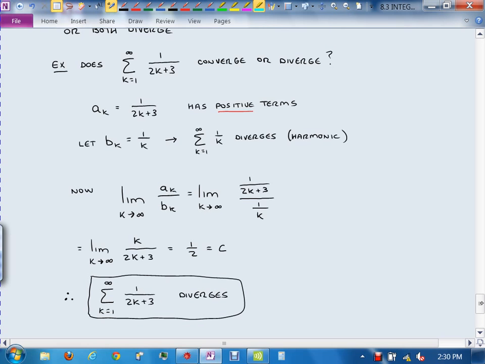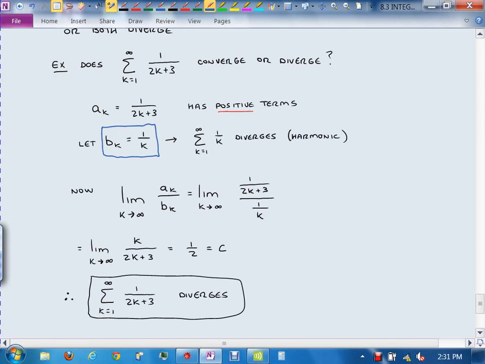Sequence that I know what it does. So I come in here and I pick, kind of randomly, 1 over k. Now I'm getting the 1 over k from the idea that this is kind of like 1 over k, right? I mean, 1 over 2k plus 3 is pretty close to being 1 over k. It's 1 over a linear expression. So I'm just pulling this out of the air. And when I pull that out of the air, I say to myself, look, I know what that does, right?